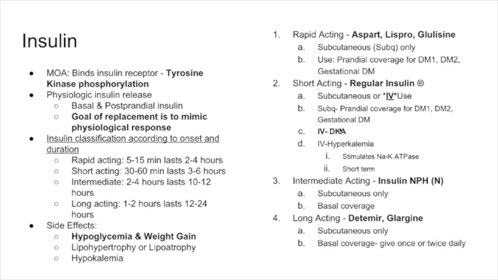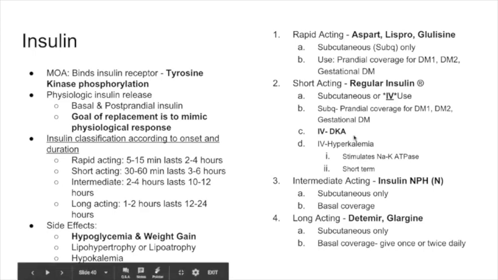Can you tell me why the IV form can be used for DKA and not any other form? So I'll tell you, because in DKA you want to have the insulin get into the bloodstream right away. If you inject the subcutaneous, either rapid acting or intermediate or long acting, they're not going to get into the bloodstream right away, and they're certainly not going to act right away. So you can use the regular insulin for diabetic ketoacidosis.